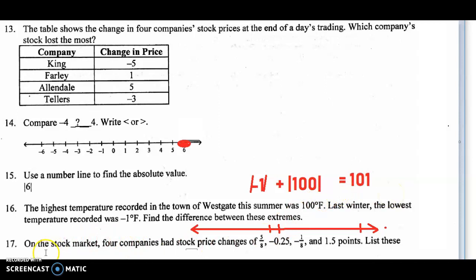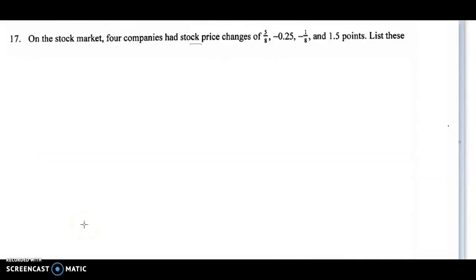And let me see here. On the stock market, 4 companies had stock prices changes of negative 0.25. And I'm going to make this one bigger because I'm going to need more room. 1 sec, I'll be back. This might be the last one I'm going to work out for you guys. I think the rest you guys can figure out. And if not, come with your questions so we can do it in class. But on the stock market, 4 companies have stock prices changes of 5/8, negative 0.25, negative 1/8, and 1.5. List these. Oh, I got cut off.